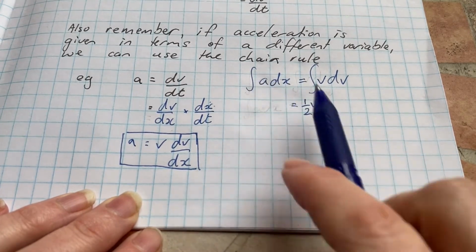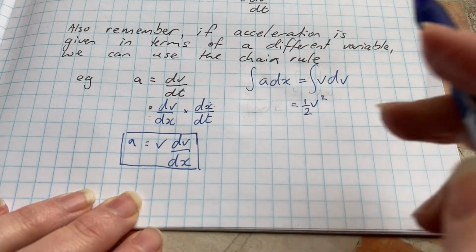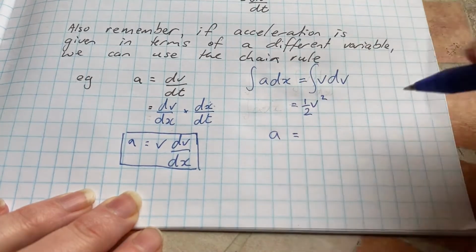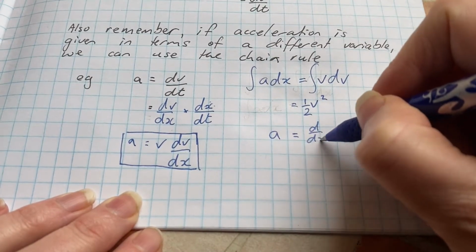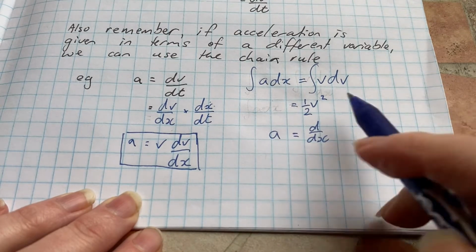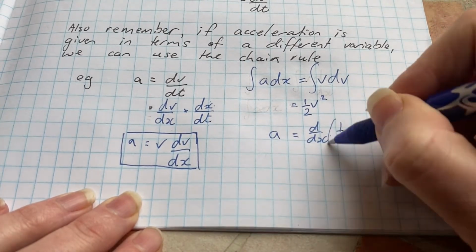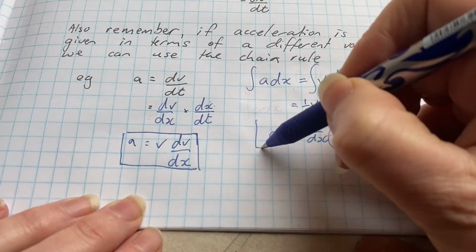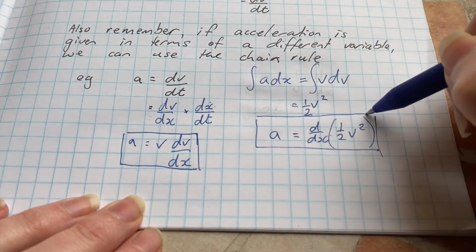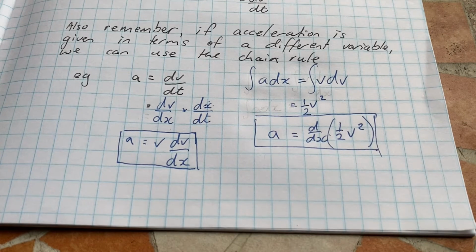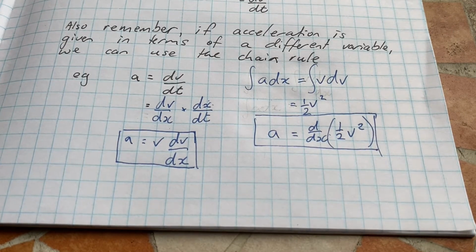I'm going to differentiate each side of that, so the derivative of the integral is just a, and that's the derivative with respect to x of half v squared, and that is the one that is on the reference sheet. If we're given acceleration in terms of x, that is the one to use.